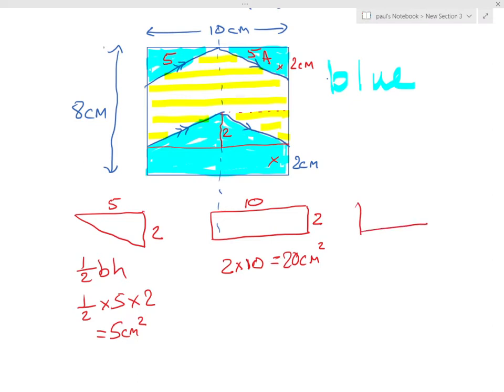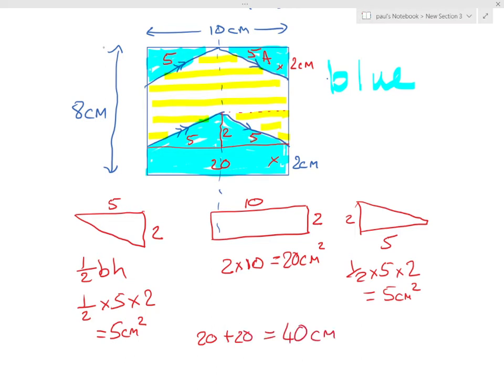So we've got a triangle there with 2, and the width of the triangle is half of 10, so that's 5. So we've got half times base, 5 times height, 2, which equals a 5 again. So it's exactly the same as that one at the top. So that becomes 5, that becomes 5, and this one was 20. So altogether, we've got 20 plus 5, 5, 5, 5, that's another 20, equals 40 centimeters squared. A tricky old one, that one. It took quite a lot to do.